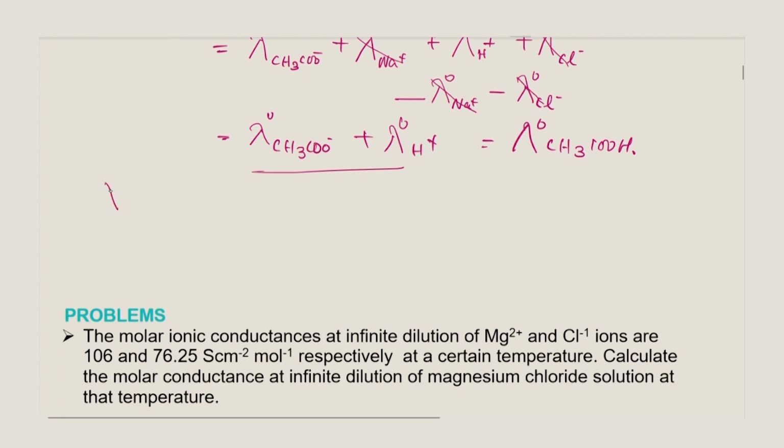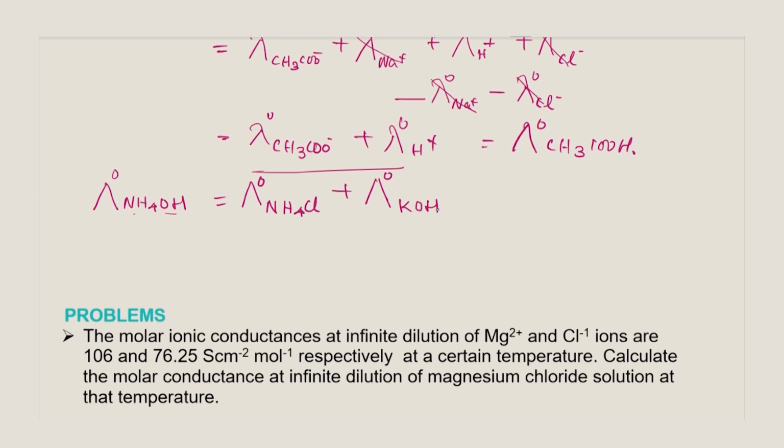Let us see one more example in which I am going to take a base, that is ammonium hydroxide. This is a weak base. Now, if we have to find out lambda 0 of ammonium hydroxide, I take an electrolyte which contains ammonium ion, and that should be a strong electrolyte. So, I am taking ammonium chloride, plus another strong electrolyte which contains OH minus ions, so lambda 0 of potassium hydroxide. Now, the additional ions have to be subtracted, so minus lambda 0 of KCl. Again, if you split up, you will finally end up with lambda 0 of NH4 plus lambda 0 of OH minus, and that will give you the lambda 0 of NH4OH. Now, let us see the problem.